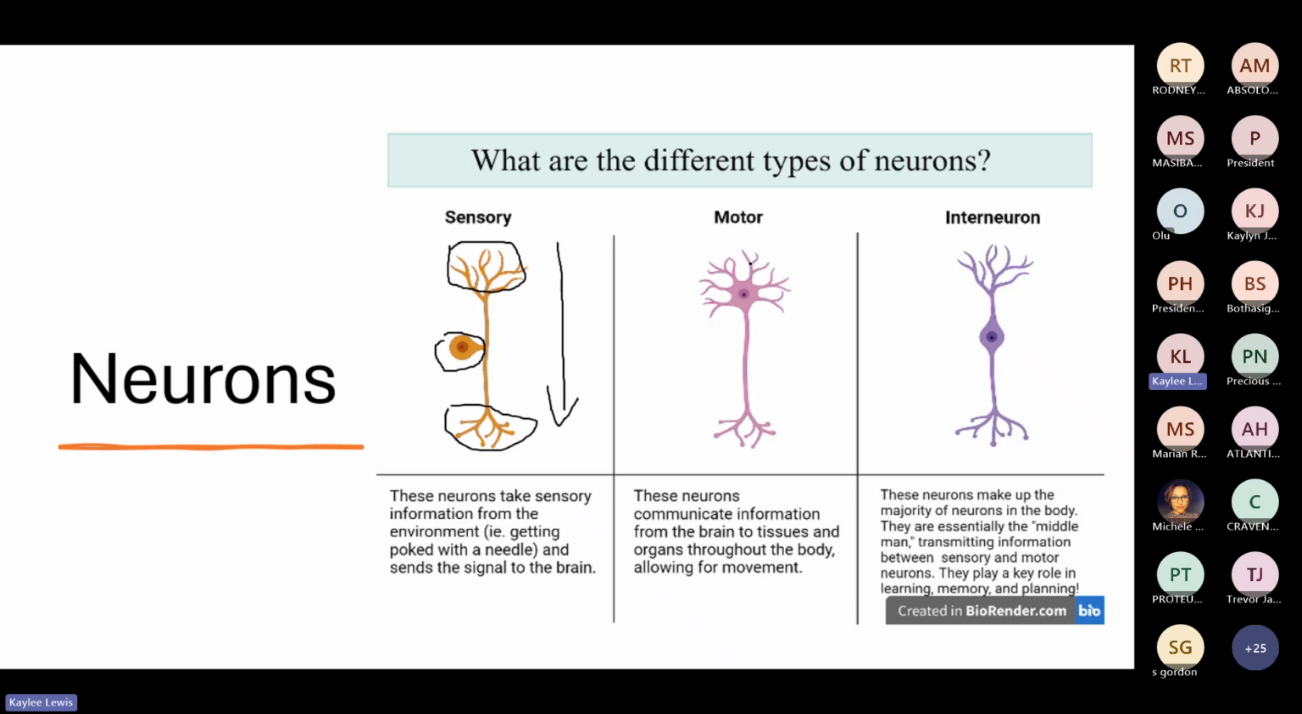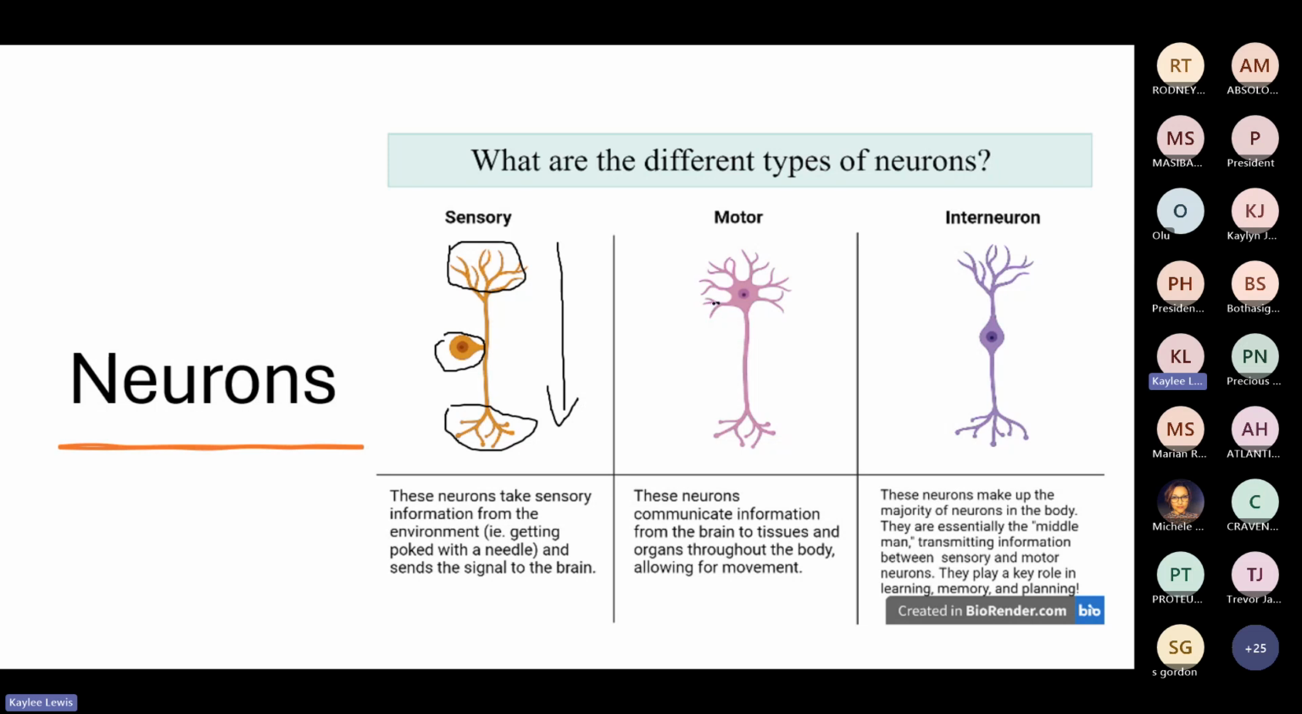So our motor neuron is going to transmit impulses away from the central nervous system, and it's going to your effectors, to your muscles and your glands. It can also be called the efferent neuron with the E. So it's taking impulses away. And again, it follows the same order from dendrites to the axon.